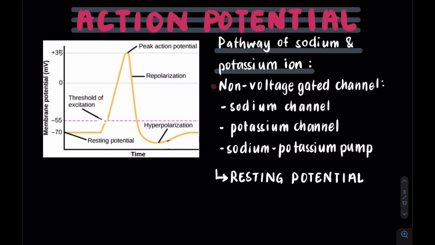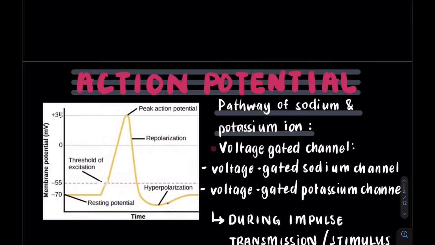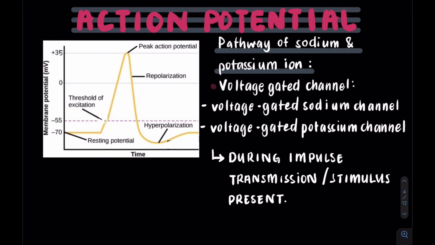Before we look at the process in propagation of action potential, we will look at the pathway of sodium and potassium ion across the axon membrane. The movement of this ion are through voltage-gated channel and non-voltage-gated channel. Non-voltage-gated channel includes sodium channel, potassium channel, and sodium-potassium pump, and these are only active during resting potential or when there is no transmission of impulse. Voltage-gated channel such as voltage-gated sodium channel and voltage-gated potassium channel are only active during impulse transmission or when stimulus is present.